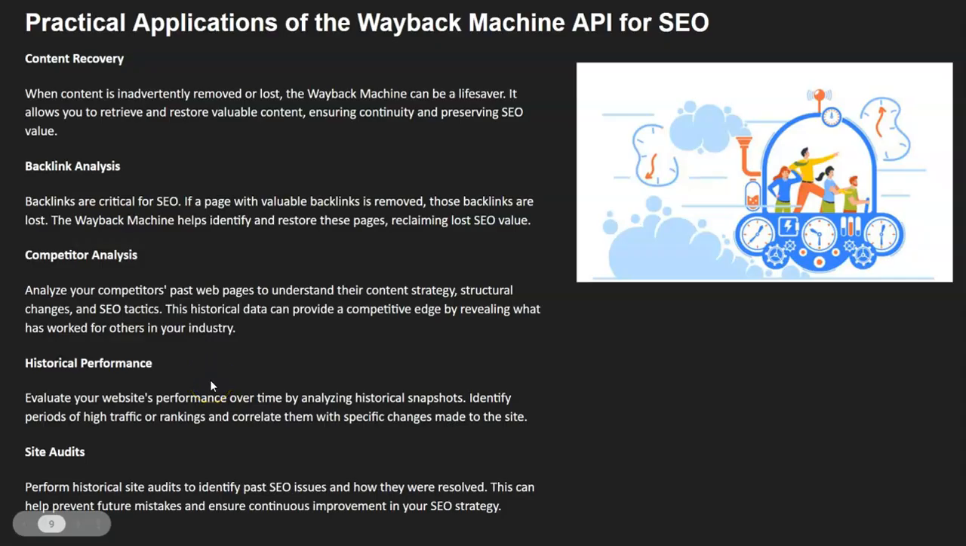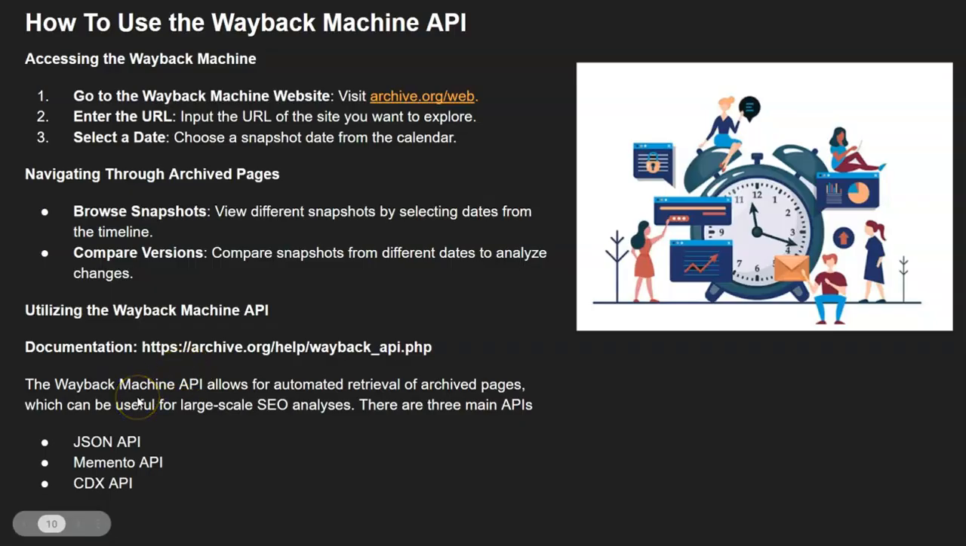The practical applications of the Wayback Machine API are that it allows us to initiate content discovery, backlink analysis, historical performance and site auditing, as well as competitive site audits. And how to use the Wayback Machine: you just need to go to the Wayback Machine website, input the URL of any site you want to explore and select a date, and you will get a snapshot of what the site looked like on that date.